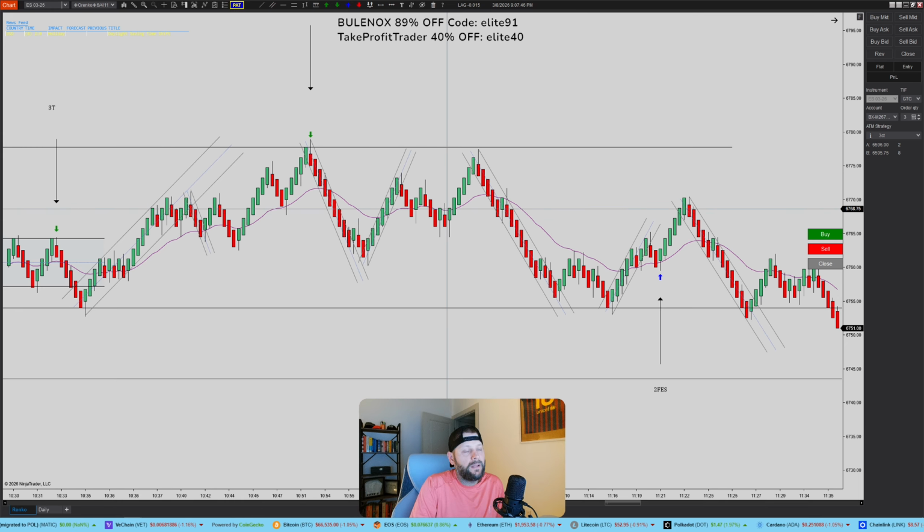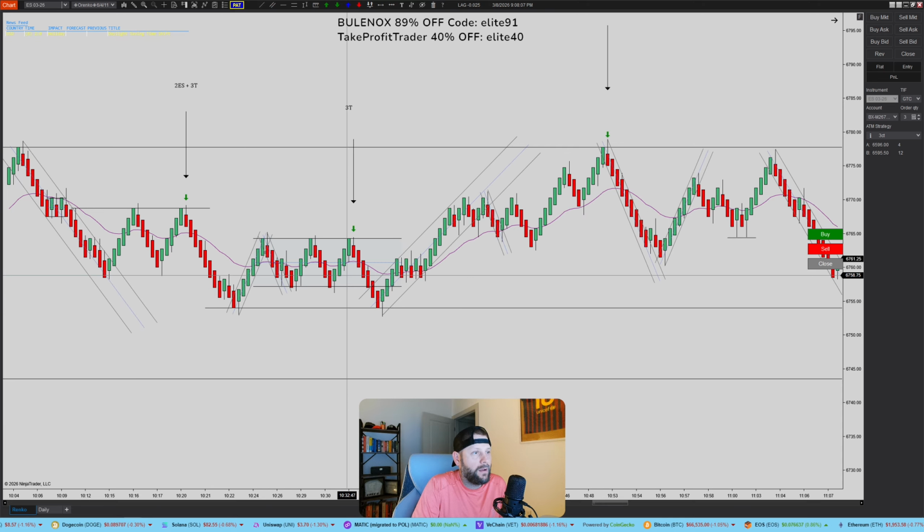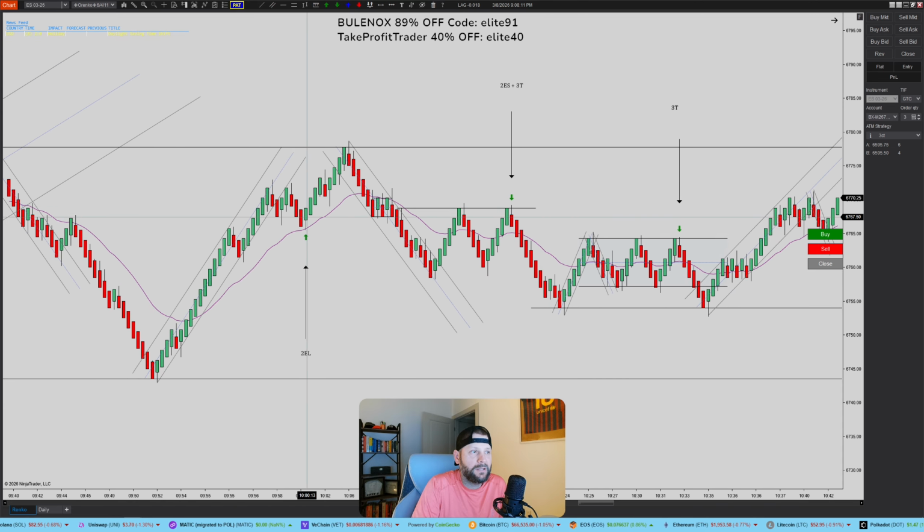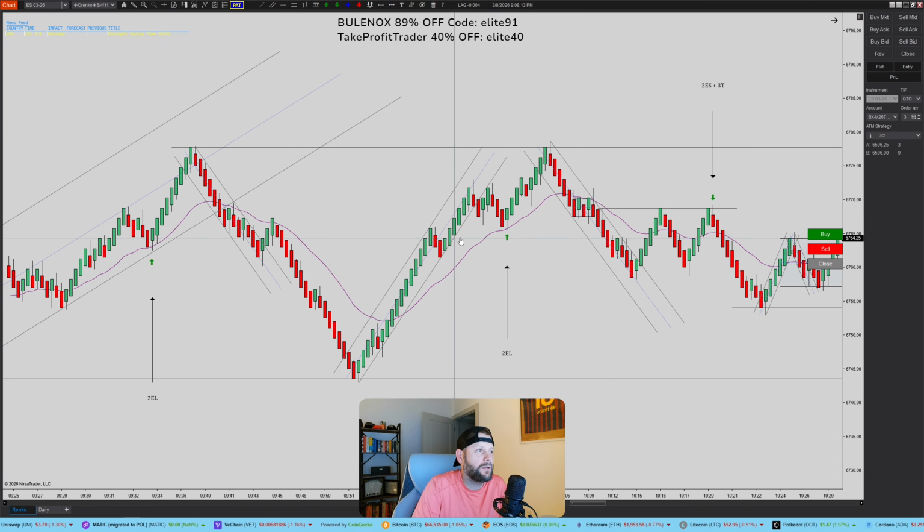But my point is that it's right at the EMA. Would I trade this? Probably not. I want to see a nice close above the EMA, right? Like this, you can clearly see it's way above the EMA. It's all that good stuff.